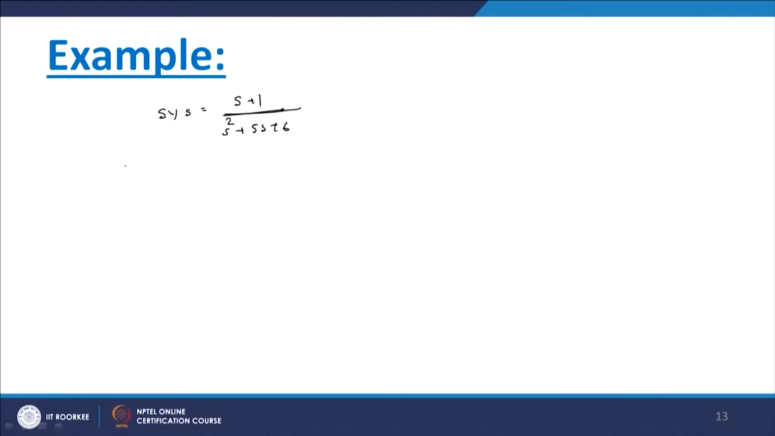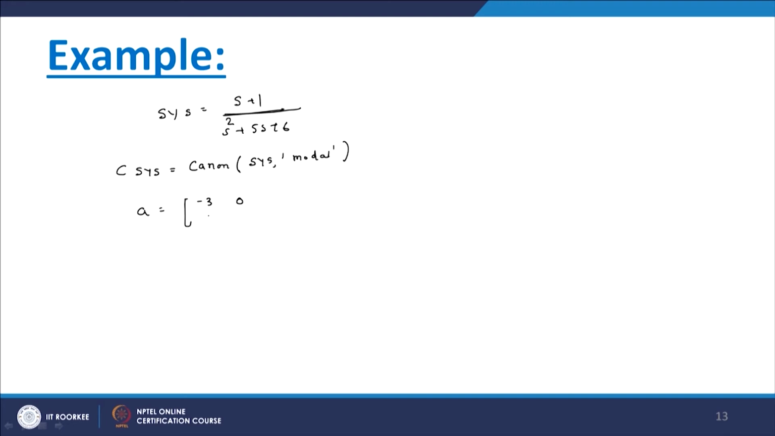Suppose SYS equals s plus 1 divided by s square plus 5s plus 6. Now, this system we have to represent in a diagonal form using MATLAB. So, the command which we can use is CSYS equals canon of SYS, comma, modal.